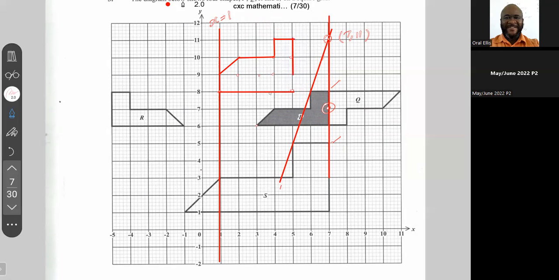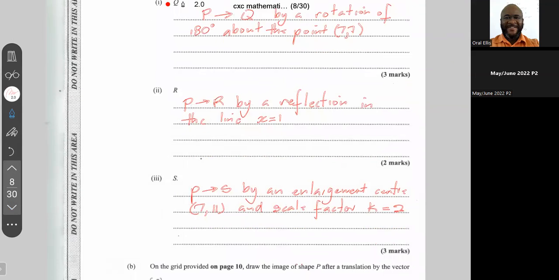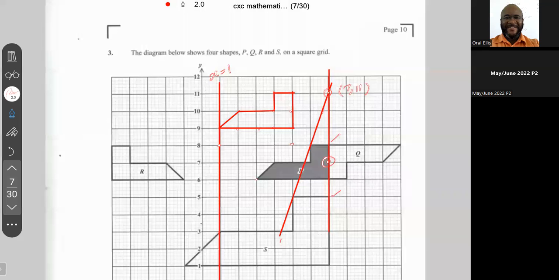All right, so the last piece now. This is the shape you would get if P is moved 2 units to the left and 3 units vertically upwards. We're to label the image T. So this is T. Now T is the image of P under a translation with translation vector (-2, 3).